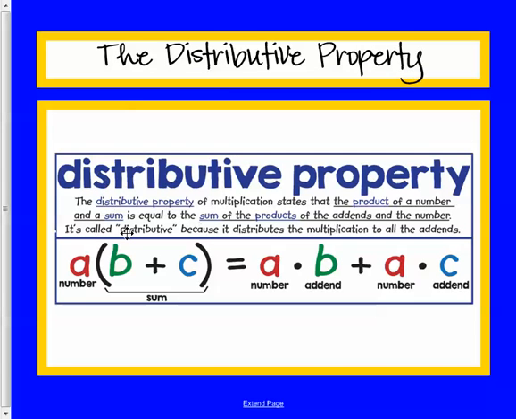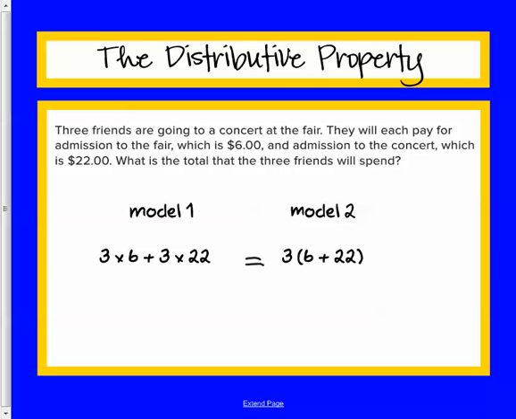So the distributive property states that the product of a number and a sum is equal to the sum of the products of the addends and that number. Okay, that seems a little confusing in words, but just take a look. What that means is if I have a number outside of a parentheses, it's called distributive because this number is going to distribute and multiply to each of these addends. So A times B plus A times C. So technically, in the first example, these two equal one another.